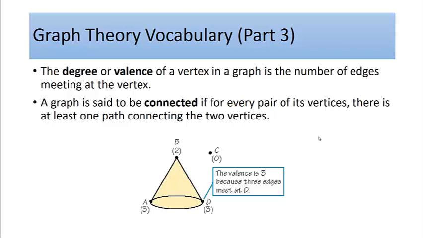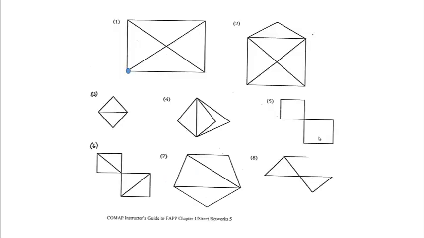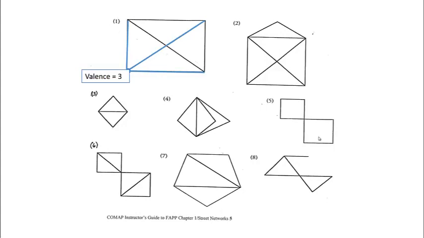Now, if we go back to our example graphs that we've been playing with in the past, there's a vertex highlighted in the lower left corner of graph 1. What is the valence of that vertex? How many edges are coming into that vertex? Well, it has a valence of 3. As a matter of fact, every vertex in graph 1 has a valence of 3.